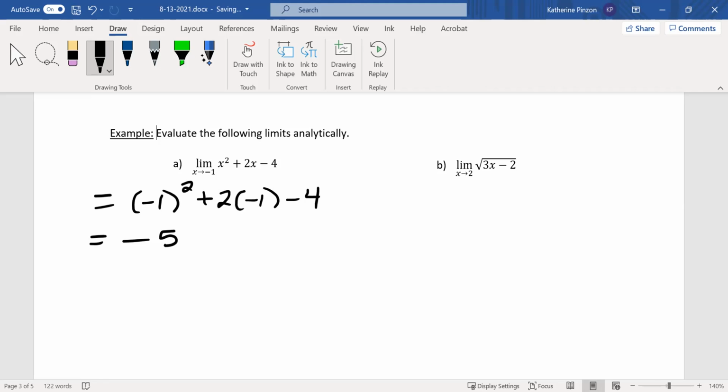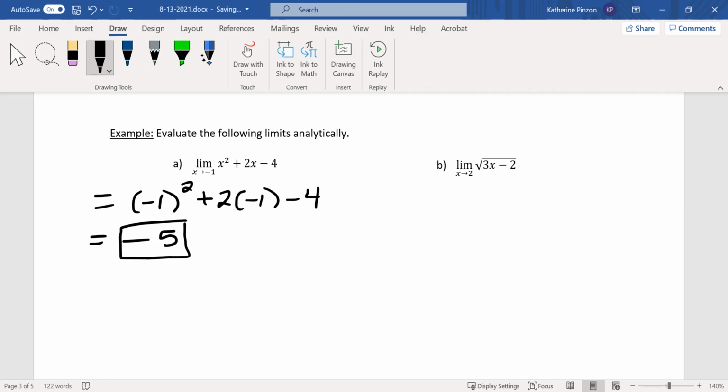We could have also seen this graphically, right? I could have graphed this function in Desmos or my calculator, x squared plus 2x minus 1. I could have gone to x equals -1, looked for the y value, and it would have spit out -5. But this is a lot easier, yeah?